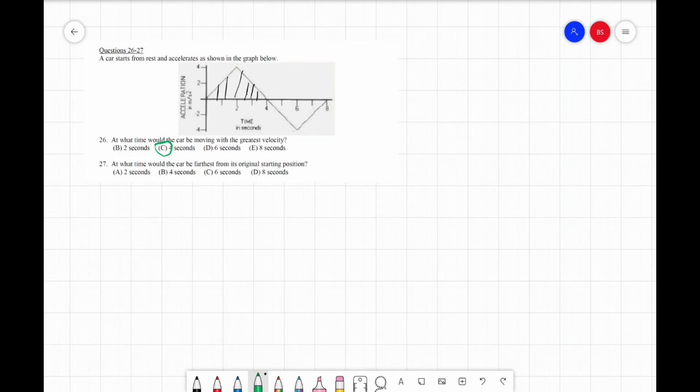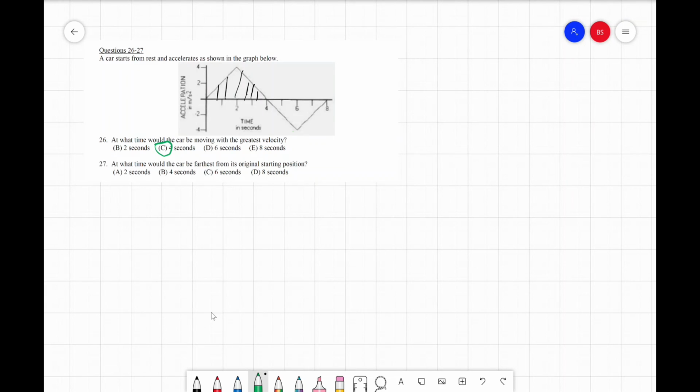4 seconds. Another way to think about this is recall that the velocity will be the greatest as long as the acceleration is positive. Once the acceleration reaches 0 and starts going to negative, the velocity will start to reduce. That means that our greatest velocity will be at t equal to 4 seconds.